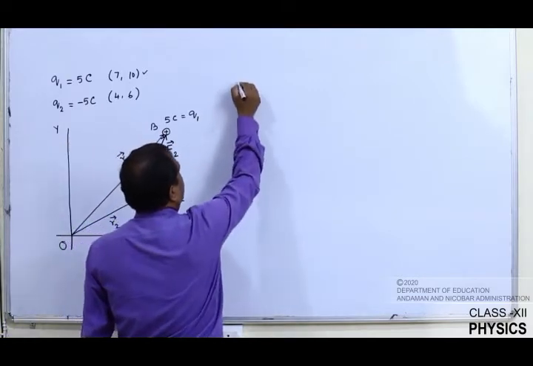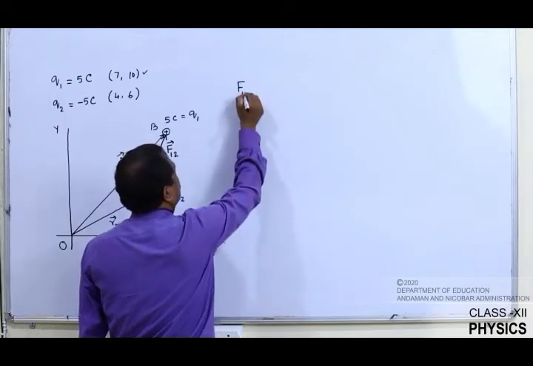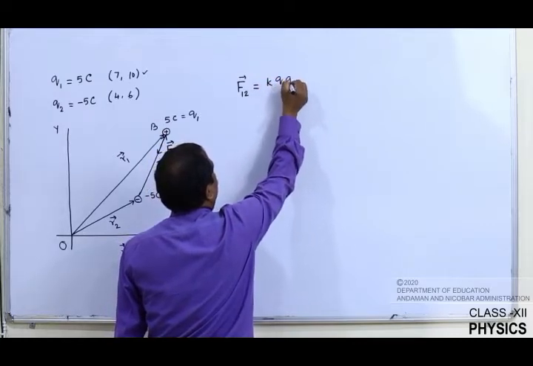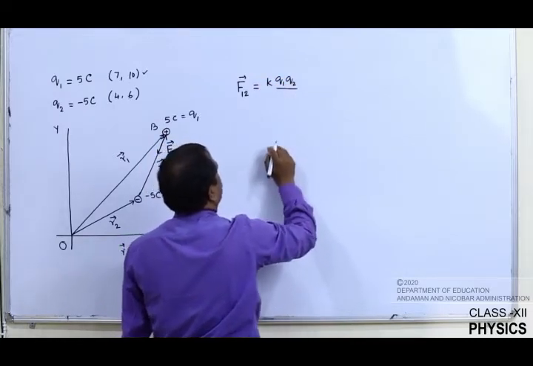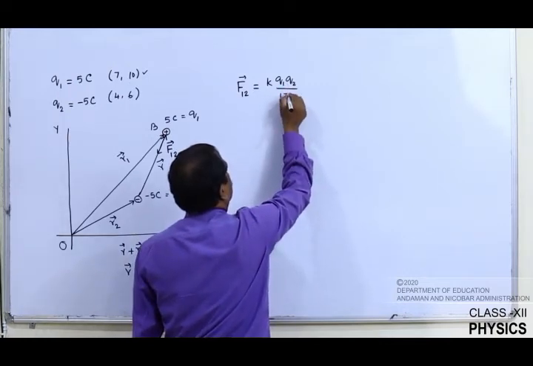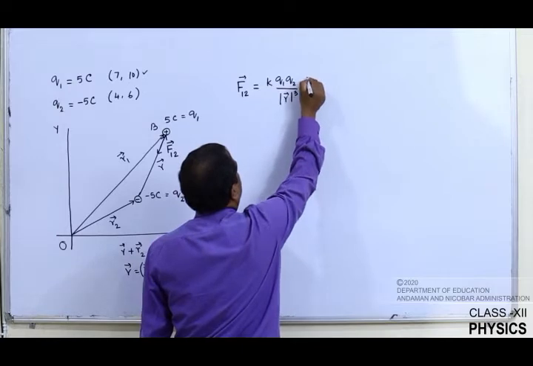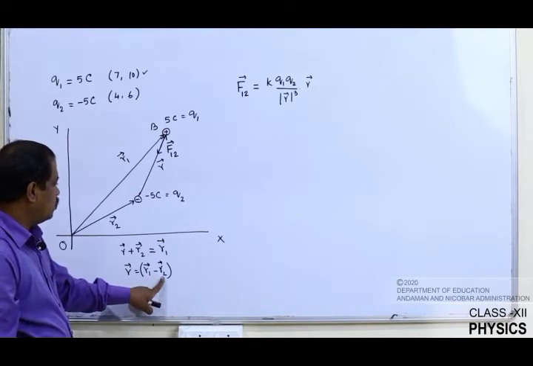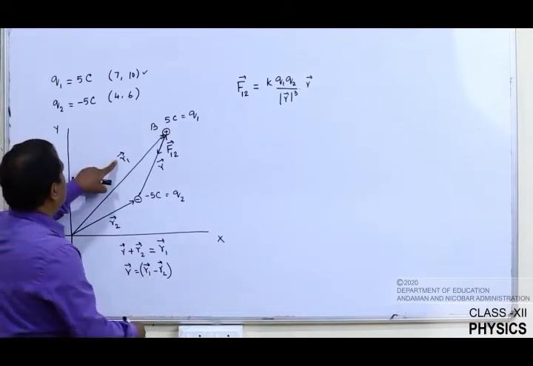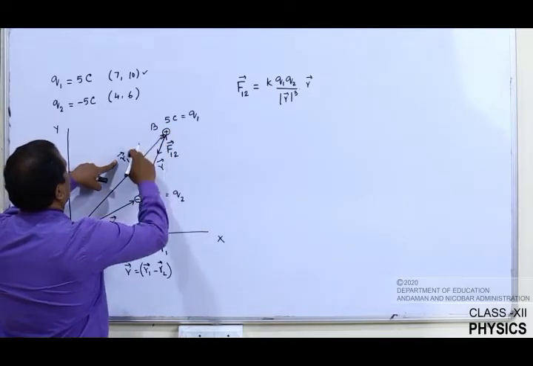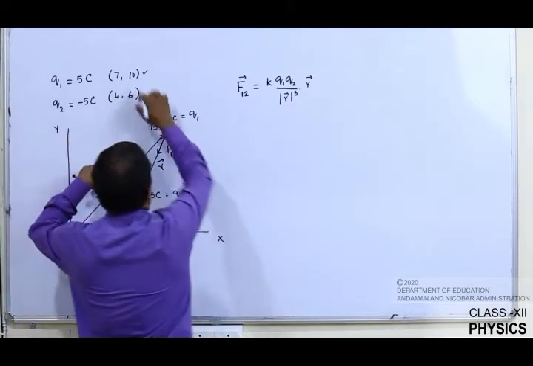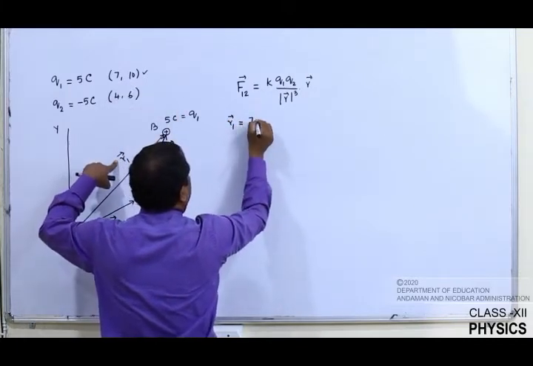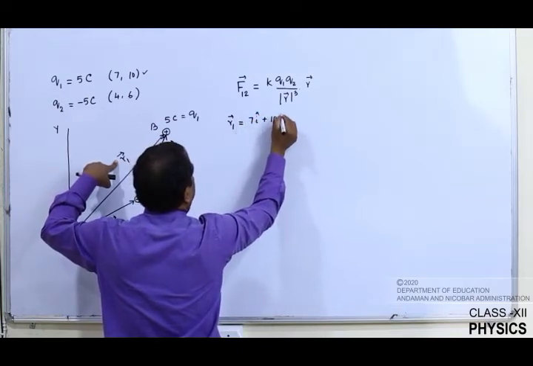So now the expression I can have for force on the first charge due to the second charge is equal to K into the product of the two charges, Q1 into Q2, by the cube of the magnitude of R, into this vector. Now I want to calculate what is R. To calculate R, I must know R1 and R2. To know R1, I need this point's coordinate. R1 coordinate is 7, 10. So this is 7 i cap plus 10 j cap.